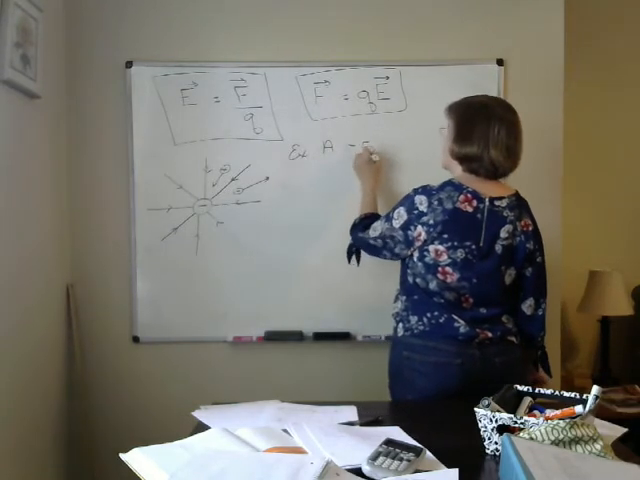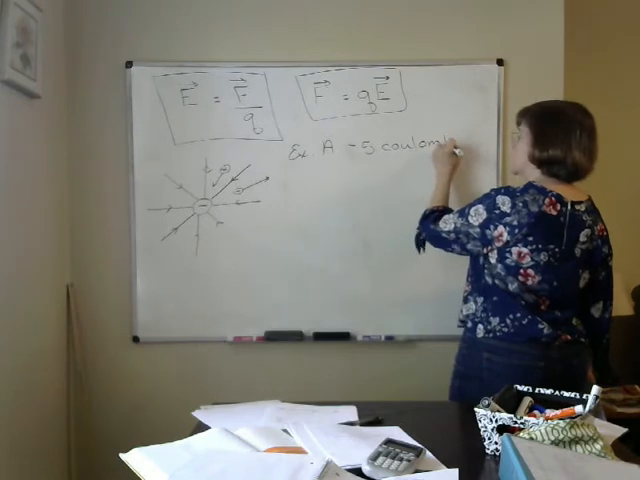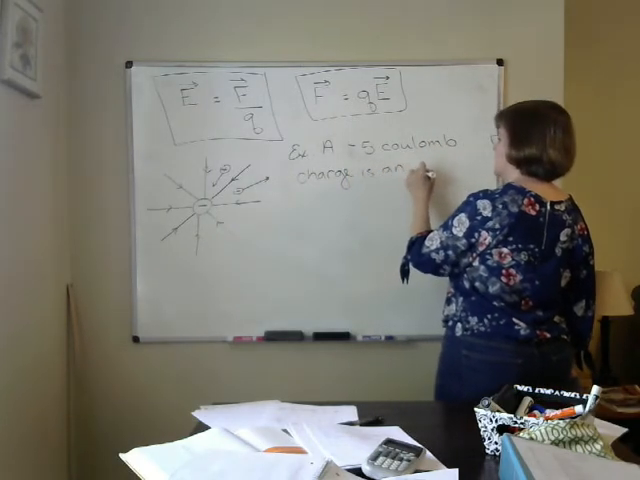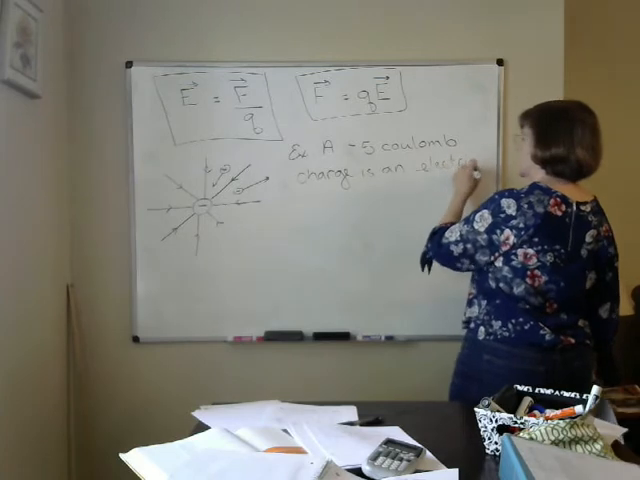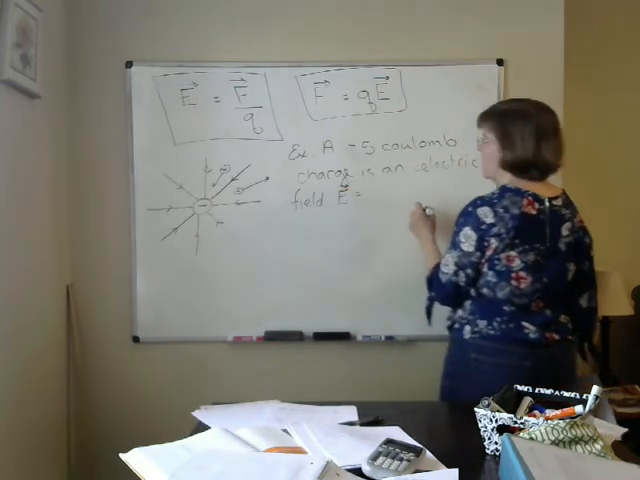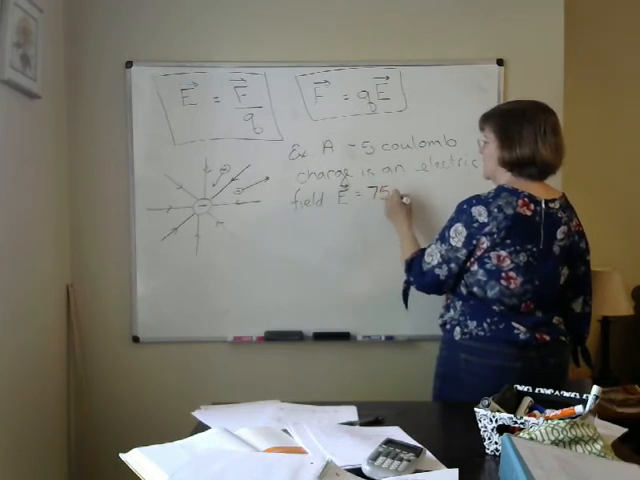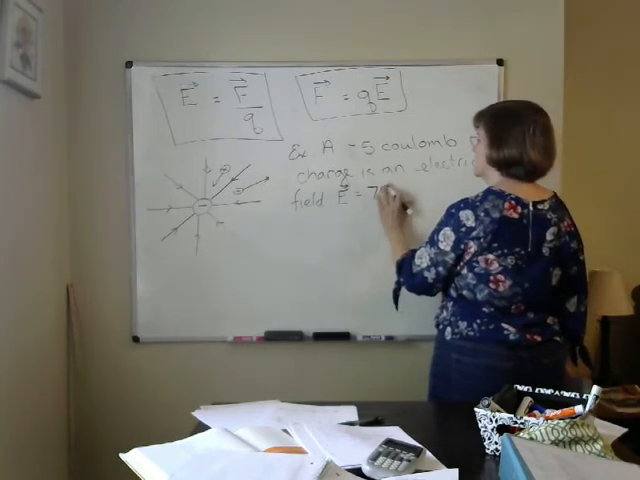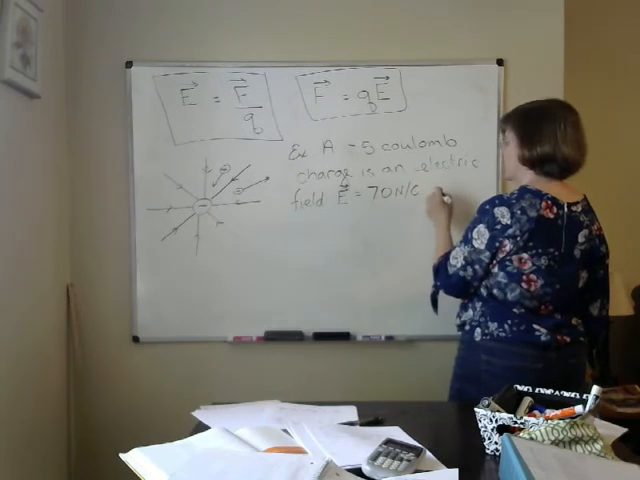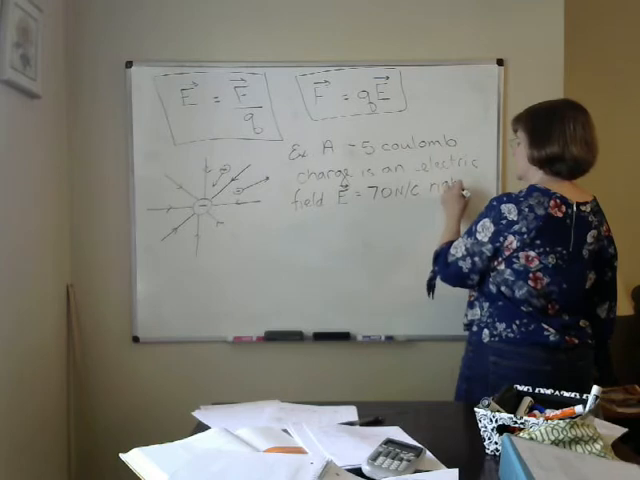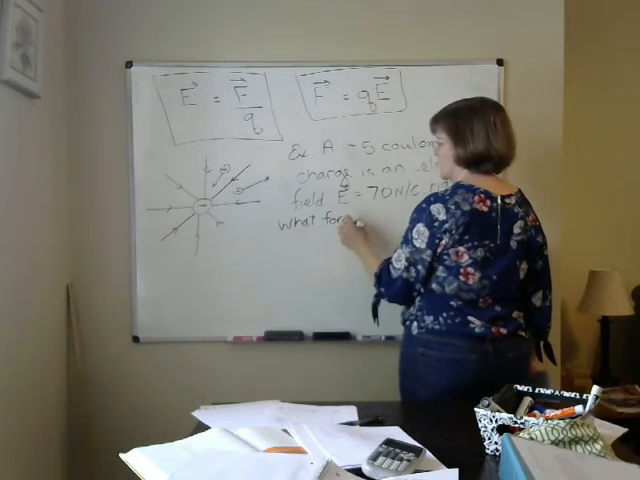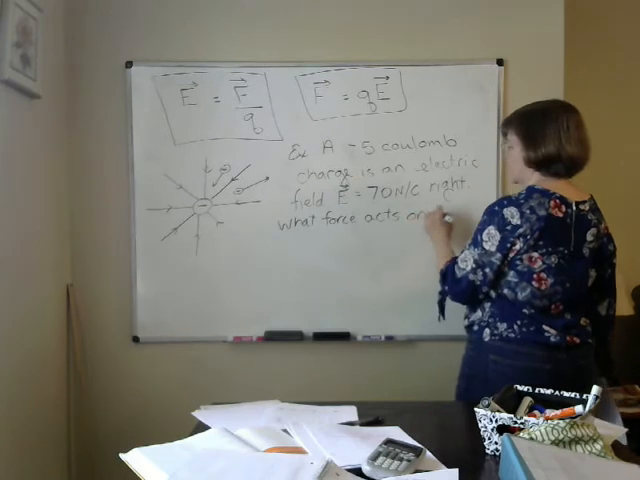A negative 5 coulomb charge is in an electric field E, which is 70 newtons per coulomb to the right. What force acts on the charge?